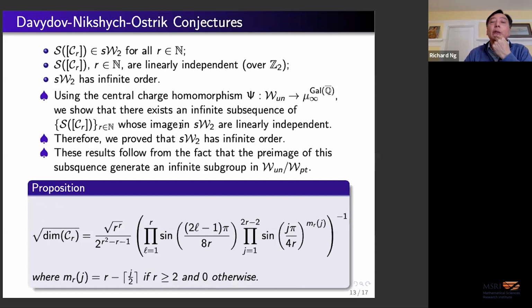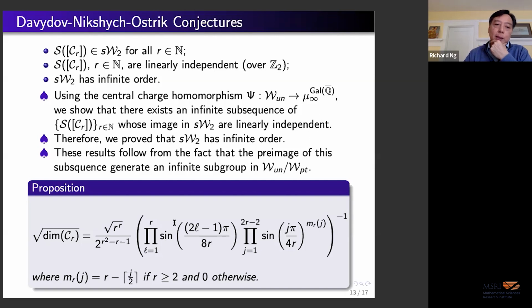Now, to proceed, we need to compute the signature of these non-degenerate braided fusion categories. But we can use the data of these quantum group modular categories. At least we can compute a formula for the square root of their global dimension, or the Frobenius-Perron dimension. And this is essential to determine the signature of these categories.